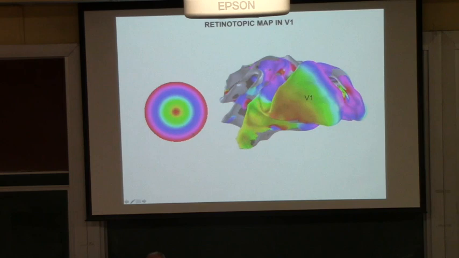So this is not a human brain now, it's a macaque monkey brain. And you'll see a lot of stuff from the macaque monkey brain because most of what we know about vision comes from experimental work in monkeys. And in monkeys, as opposed to humans, the V1 retinotopic map is not inside on the medial surface of the brain. Most of it is outside on the outside surface of the occipital lobe.